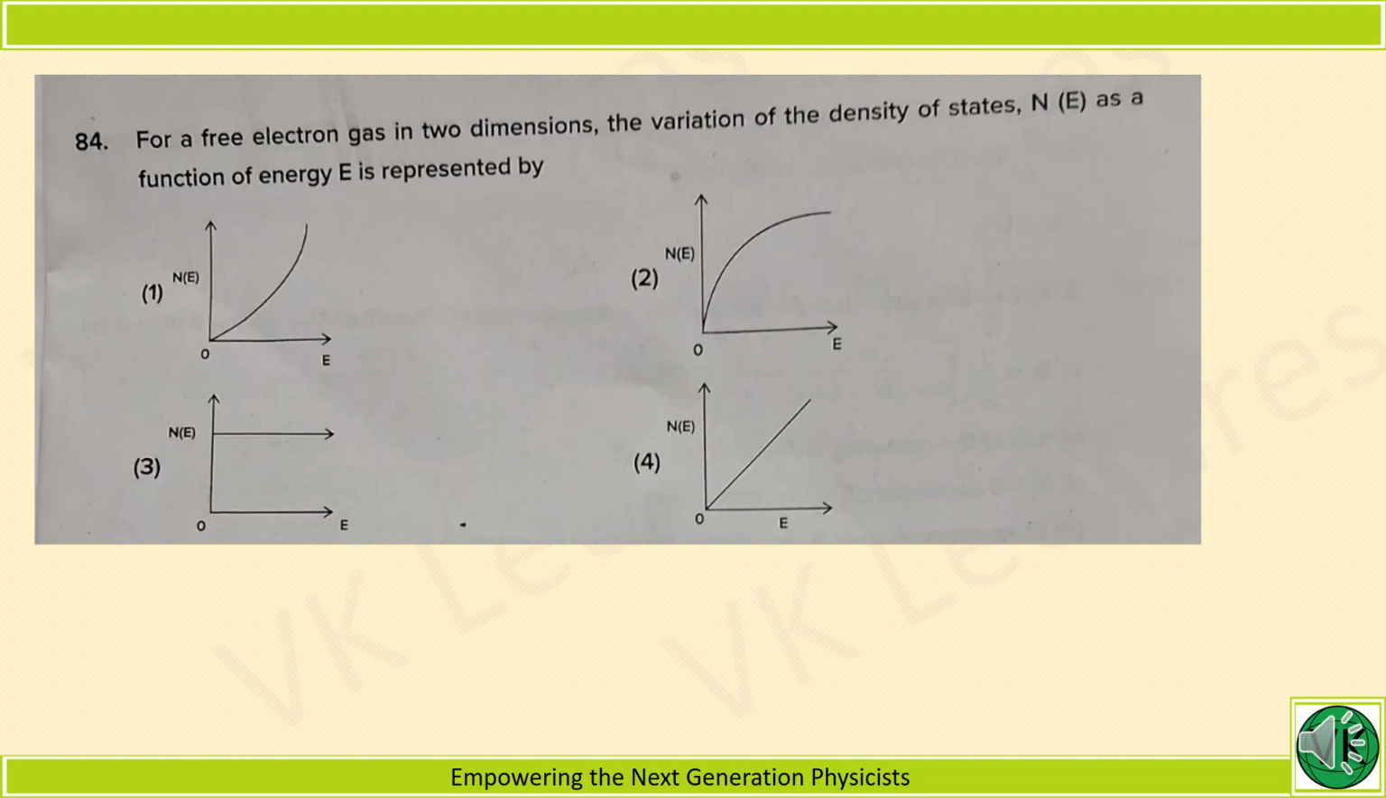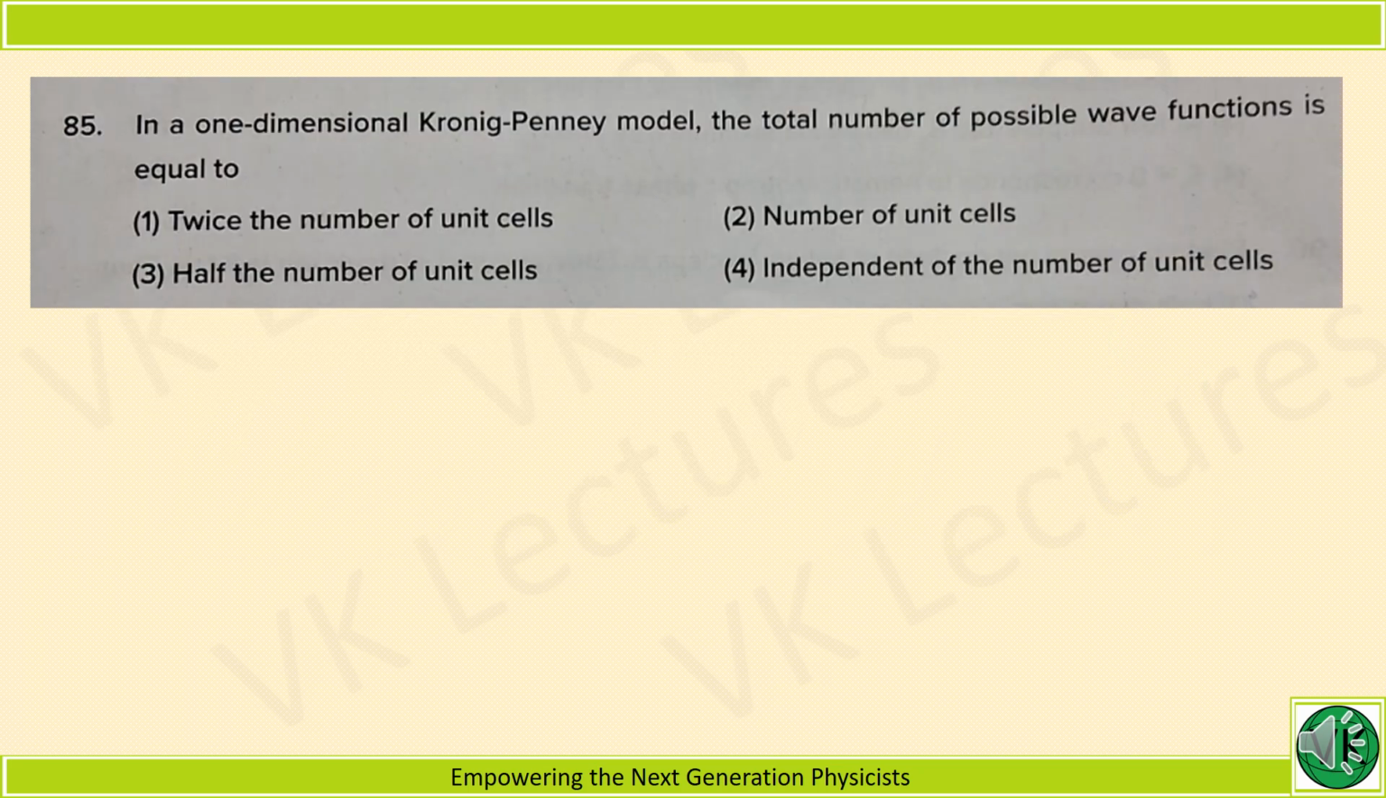For a free electron gas in two dimension, the variation of density of states n of E as a function of E is represented by the third figure, a constant one. In a one dimensional Kronig-Penney model, the total number of possible wave functions is equal to twice the number of unit cells. Option 1 is correct.